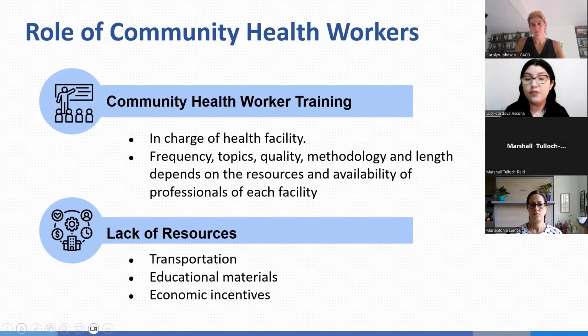There's also the lack of adequate educational materials, especially in the context of Puno, which is very indigenous. So there's mostly material that is published by the Ministry of Health of Peru, but for a general population. And also there's a lack of economic incentive for them to carry out their important work.